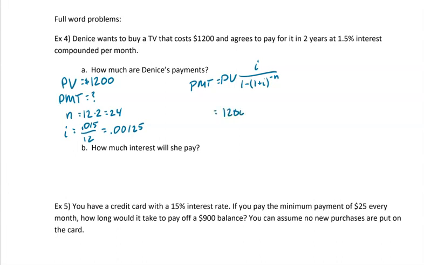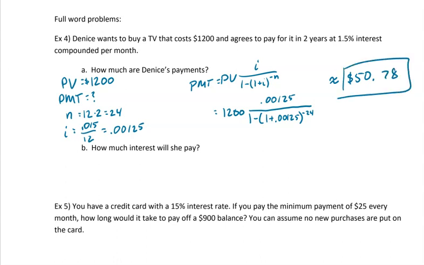So we have 1200, I is 0.00125, all over 1 minus (1 plus I), so 0.00125, all to the negative n, so negative 24. And then you can plug that all in your calculator, and you should get $50.78 approximately.